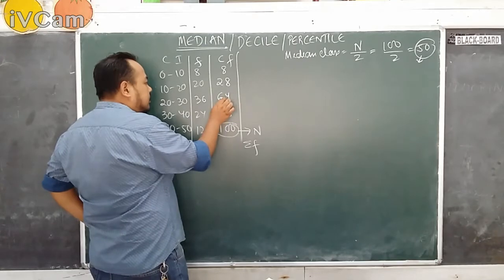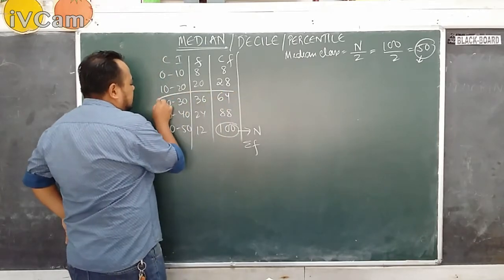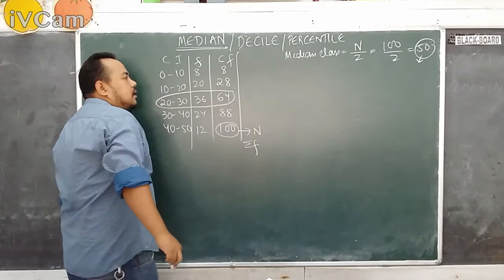Okay. Now 50 is between 28 and 64. So we take the greater one, that is 64. So this becomes the median class.